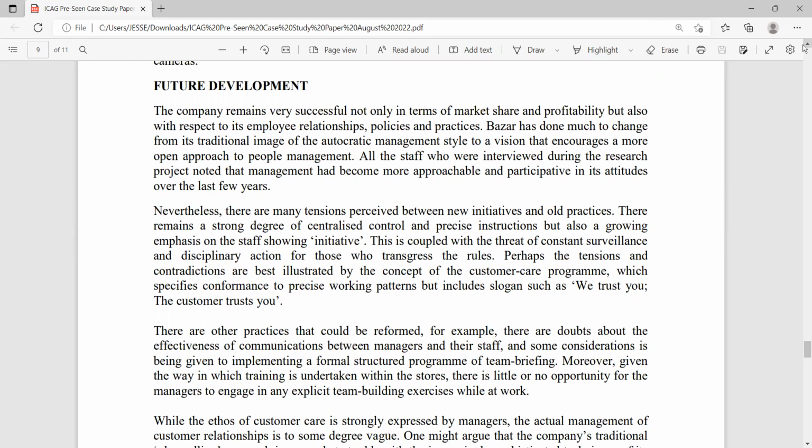So it's nice that Bazar Company Limited is beginning to evolve. Management is beginning to become more approachable, more friendly, and all those things are very, very helpful. Nevertheless, there are many tensions perceived between new initiatives and old practices. So even though Bazar Company Limited is beginning to evolve, there's always a clash between the old and the new.